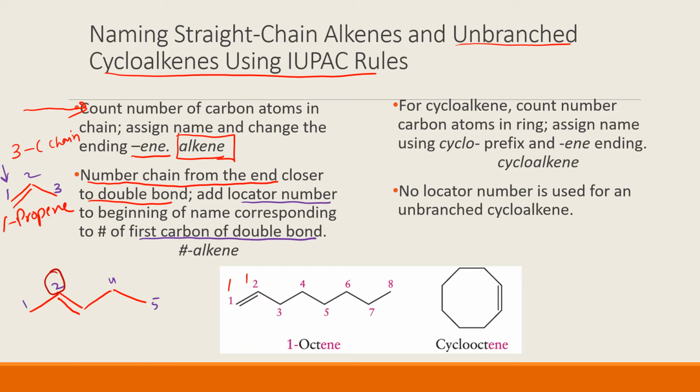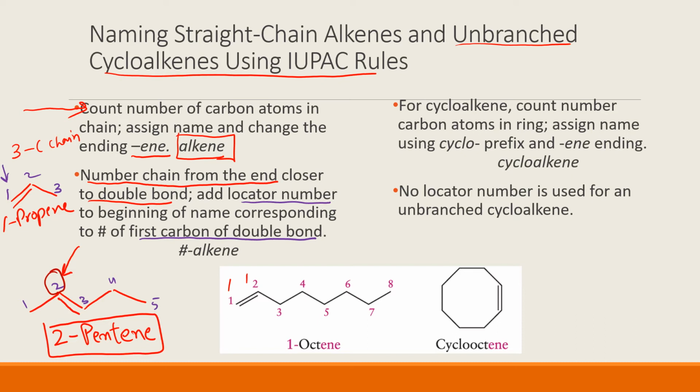So now we know the numbering. We have 5 carbon atoms in the chain. The name for 5 is pent. Because there is a double bond, it's an alkene, so it would be pentene. And the double bond locator number is 2, so therefore it is 2-pentene.